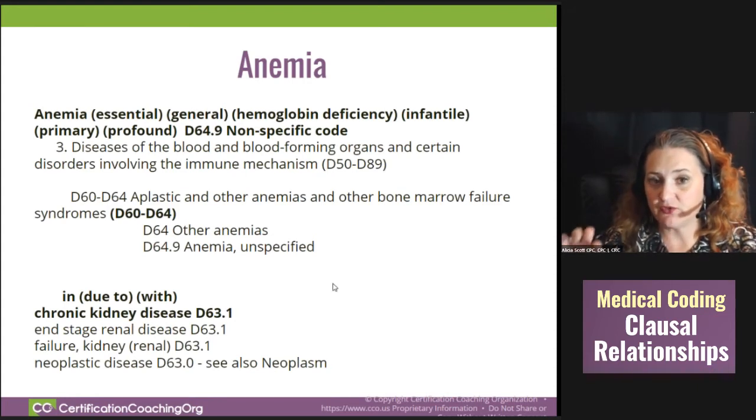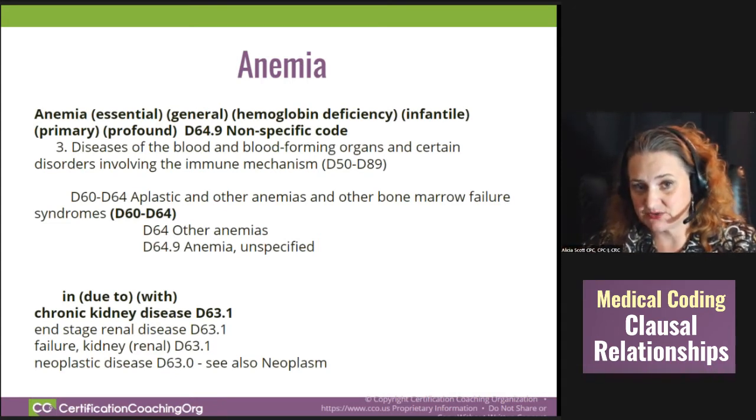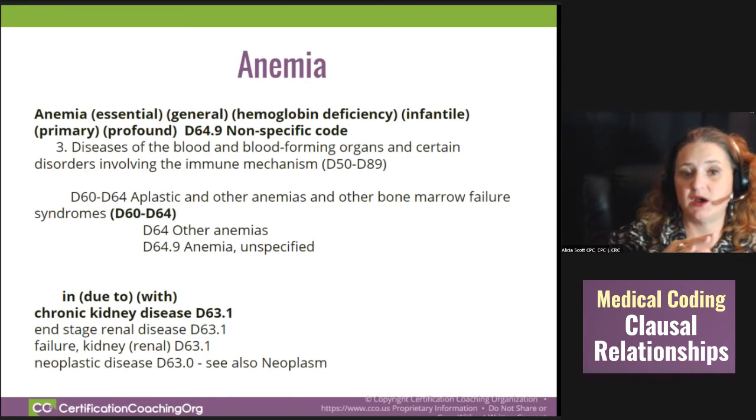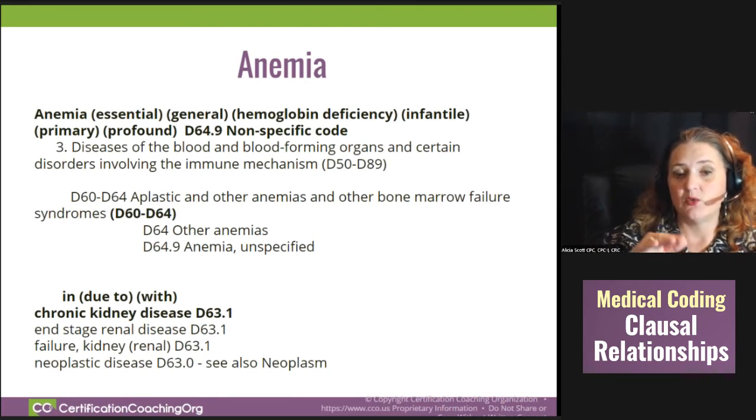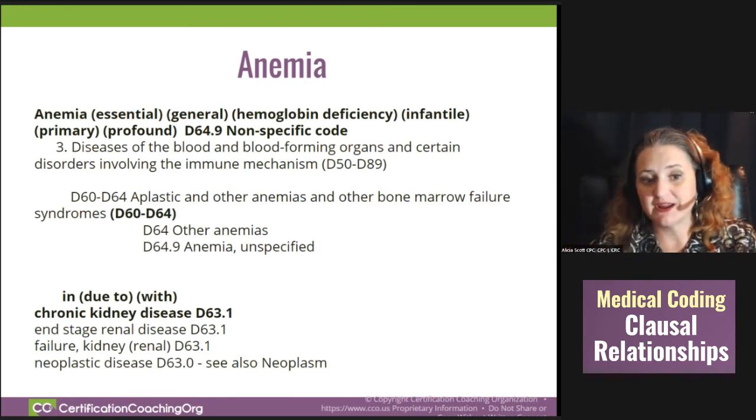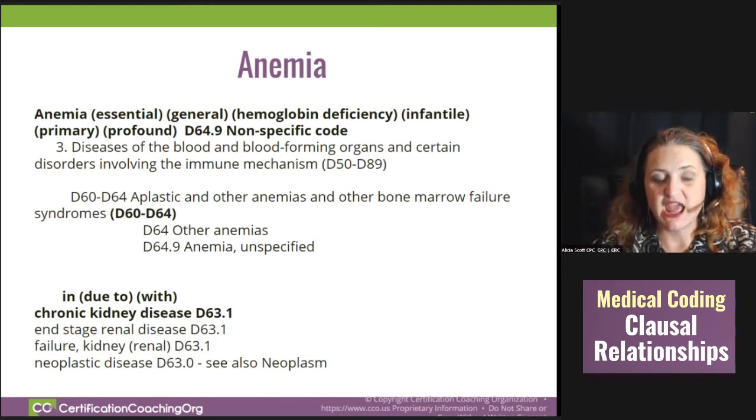Okay, those are different codes. N18.5 is end-stage renal disease, and then N18.1 through 4 is chronic kidney disease, and then renal failure. I can't remember what the code is for that, or if that's the same as end-stage renal disease.